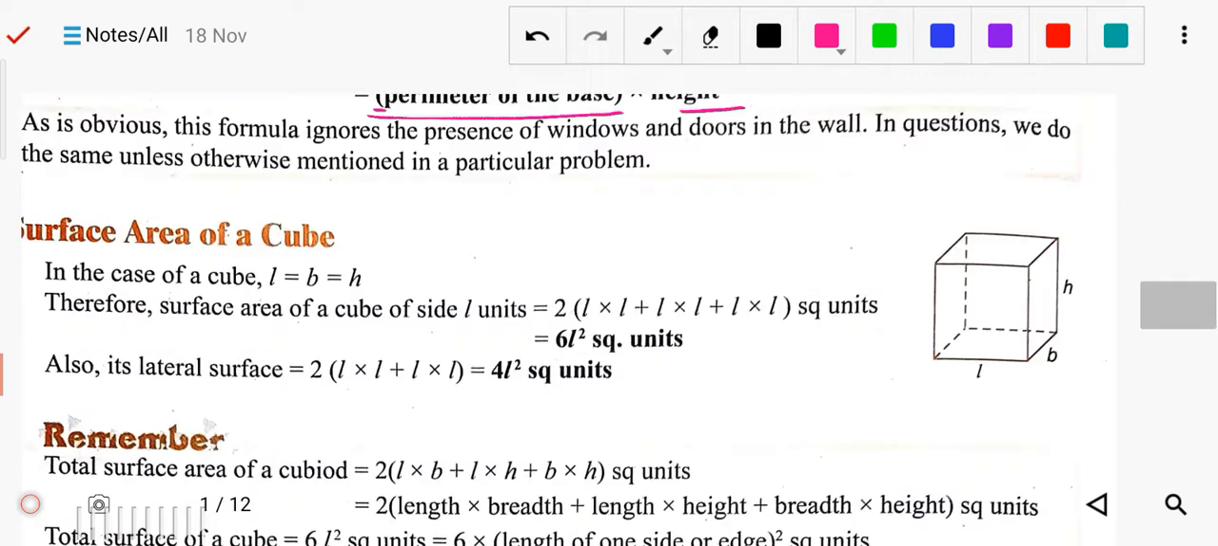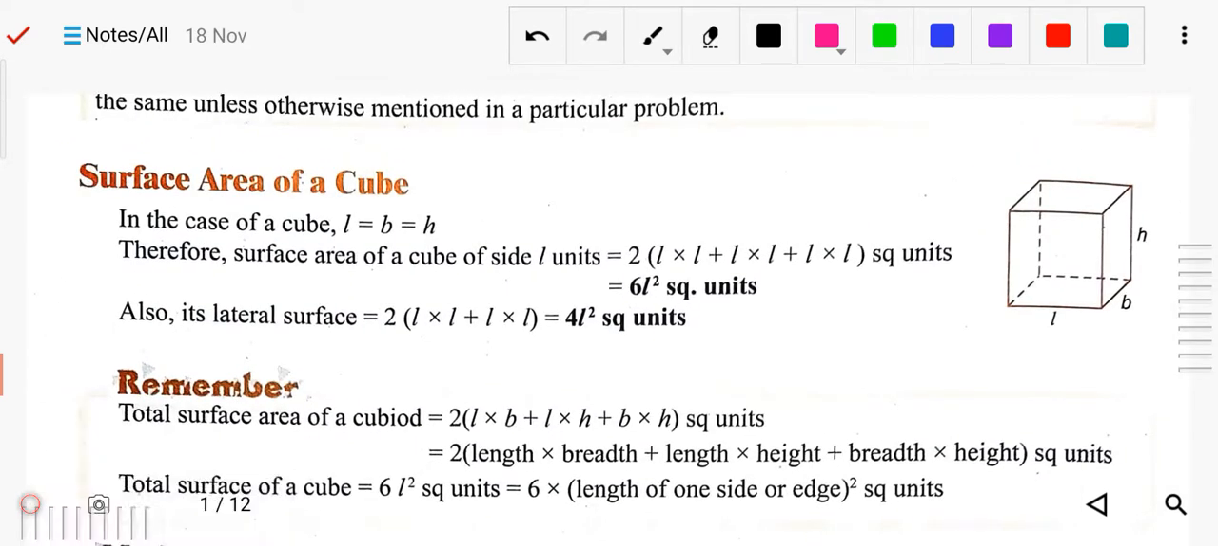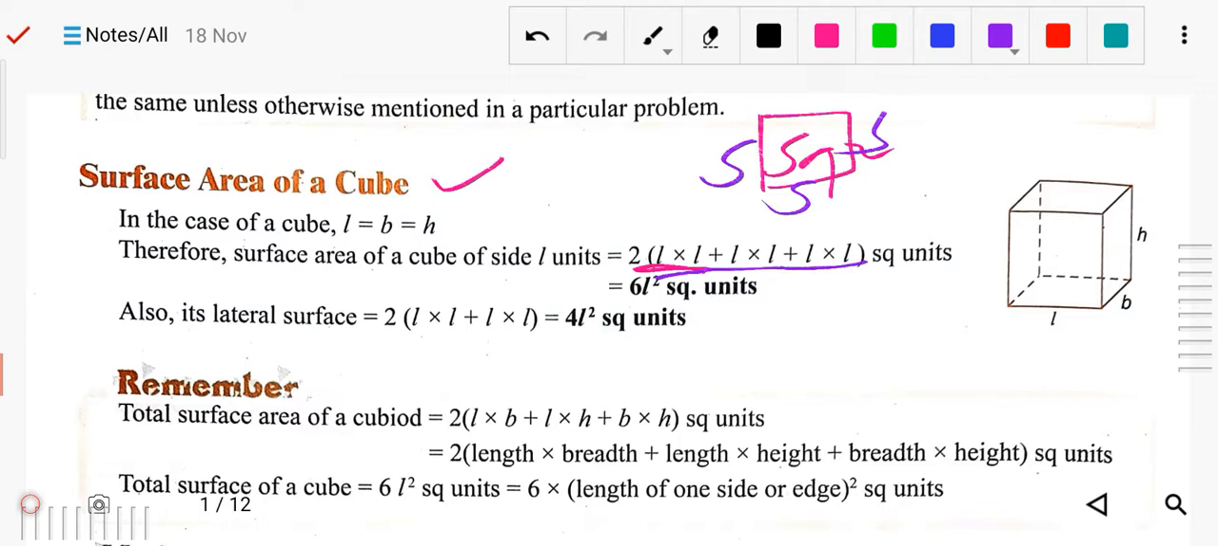Now next we have the surface area of the cube. Surface area of the cube is the same as earlier. How many faces are there? Total 6. This cube is made of only squares, and we know its dimensions are the same, so all sides will be L. So there will be only L into L, L into L, L into L, because its dimensions are the same. This is how many times? 6 times. So it is 6L square unit.